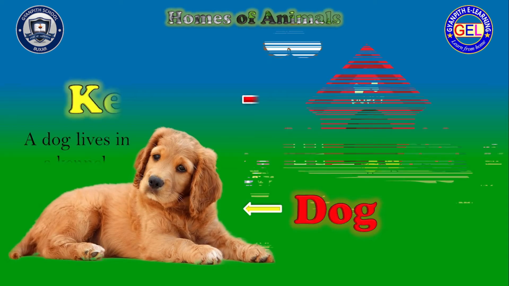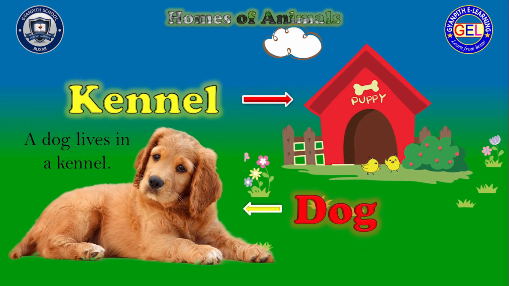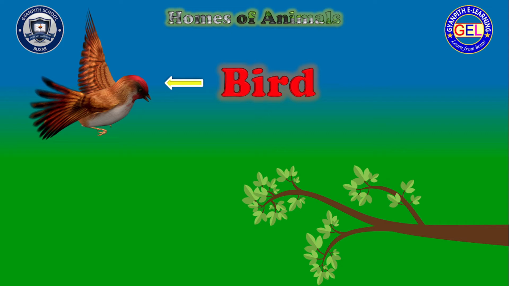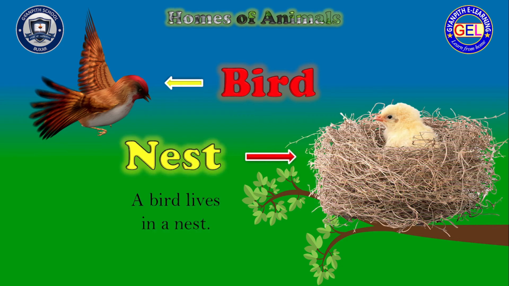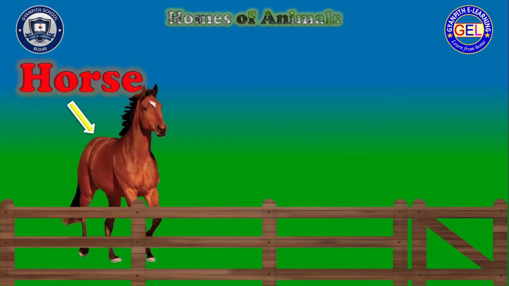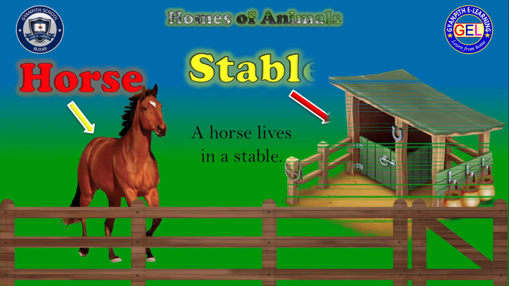Dog. Kennel. A dog lives in a kennel. Bird. Nest. A bird lives in a nest. Horse. Stable. A horse lives in a stable.